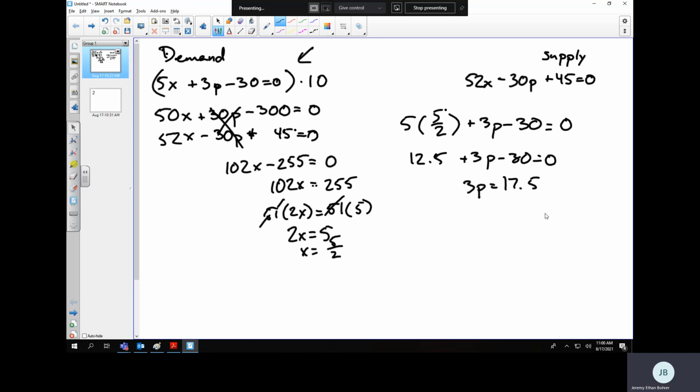Now I need to divide that by 3. P equals 17.5 over 3, which I'm going to plug into a calculator, usually the best way to handle these things. That's 5.833 repeating.